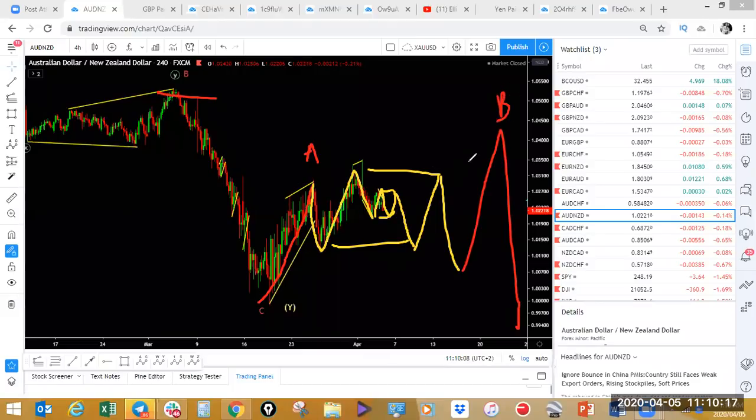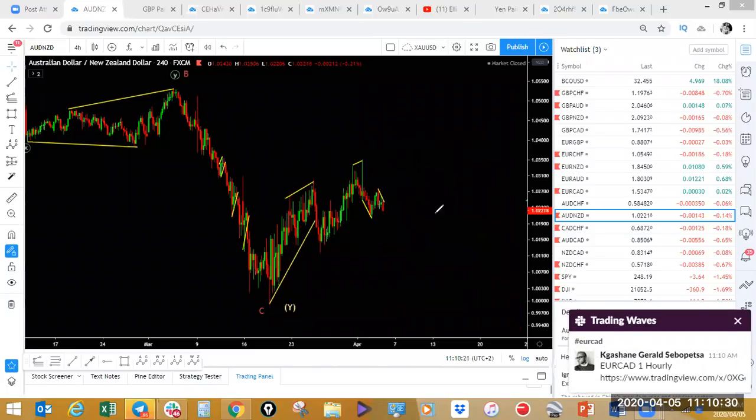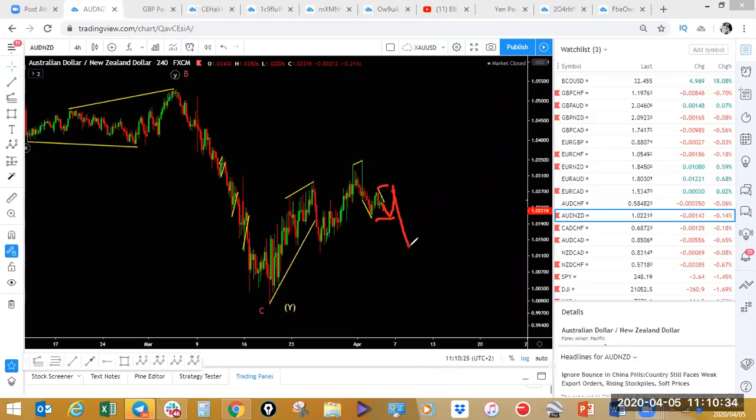If we make this big a move to the downside, that means New Zealand may be strong against the Audi in the next coming sessions, but that's still going to take some time around this area. We're still going to be in this corrective structure for a while. Now, let's see if this makes a corrective structure. If it does, you can take this trade back to this level.